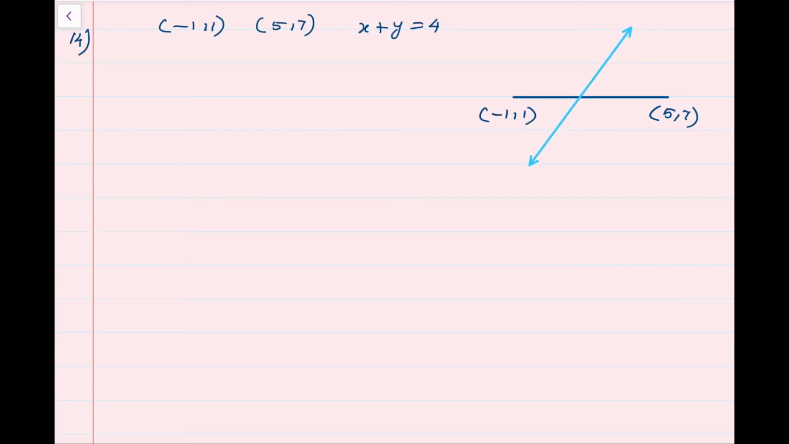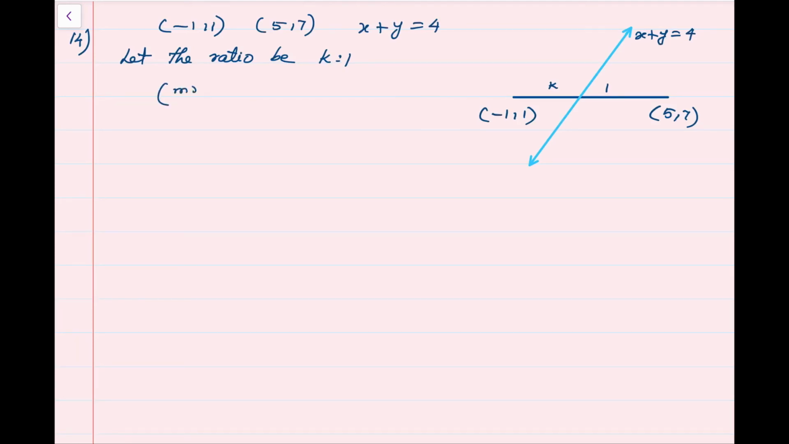Question number 14. In what ratio is the line joining (-1, 1) and (5, 7) divided by the line x + y = 4? Let this point be (-1, 1) and this point be (5, 7). The line x + y = 4 divides this line segment in the ratio k is to 1, say. Let the ratio be k is to 1. We will use the section formula.